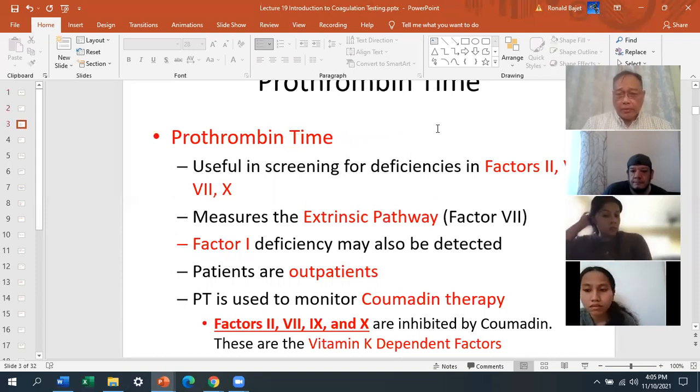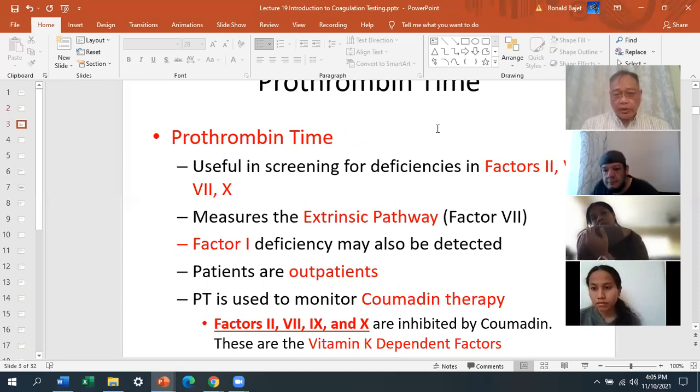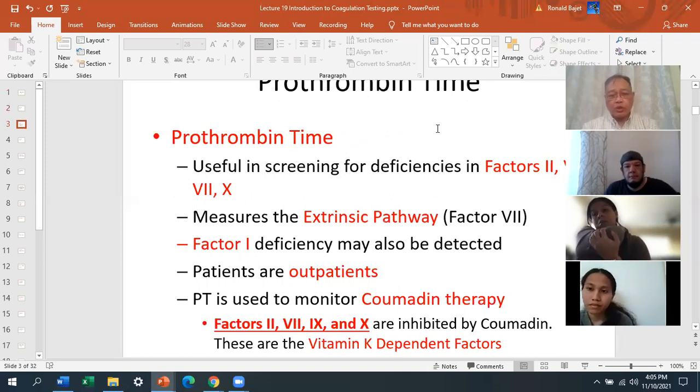The prothrombin time. Okay, so you're gonna see Roman numerals. Well, my philosophy is we're not in Rome, so we're not gonna emphasize too much on Roman numerals. So I'll translate the factors into numbers that you can recognize. The PT or the prothrombin time is useful in screening deficiencies in factors 2, 5, 7, and 10. Okay, measures the extrinsic pathway. Factor 1 deficiency may also be detected.